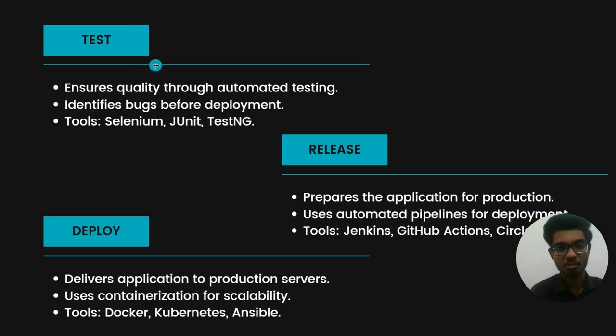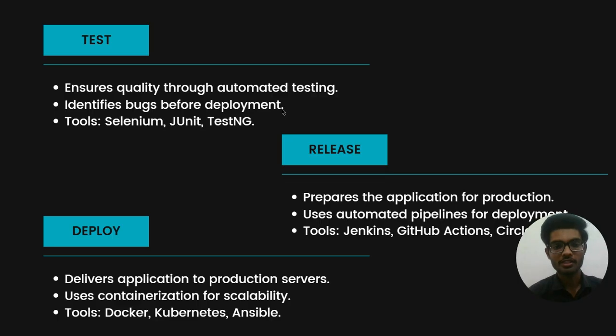Then there comes the test part. This is a very important phase where we ensure quality through automated testing. Then we identify the bugs before the final deployment. And developers who are already working in a company might know this, but if you are a fresher, the software has different kinds of servers, starting from the mock server, QA server, development server, and lastly the production server.